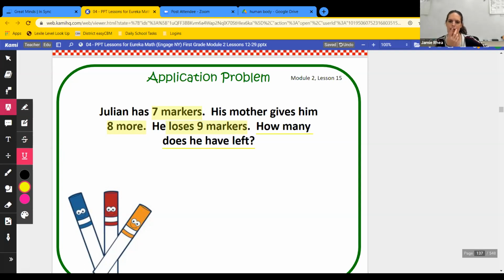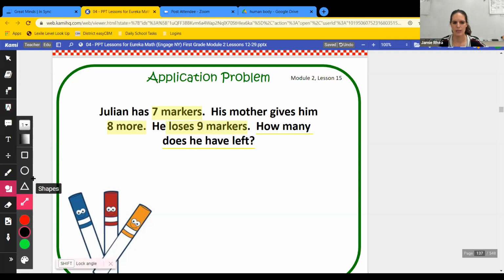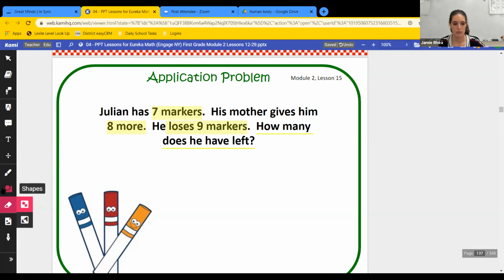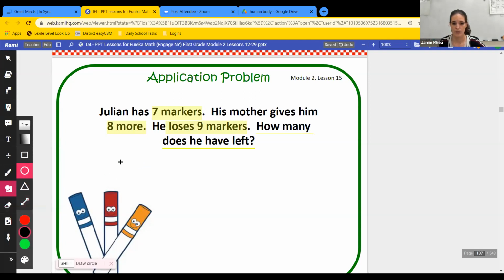So, how could we make this? I want to go back and read it. So Julian has 7 markers. I'm going to go ahead and draw 7. Well, I'm not going to draw 7 lines, that's for sure. I'm going to draw 7 circles. So 1, 2, 3, 4, 5, 6, 7. Then it says his mother gave him 8 more.